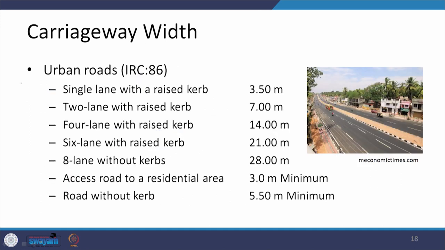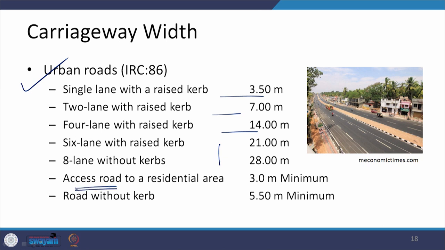In the case of urban roads, how are things going to be? So for a single lane with a raised curb, 3.5 meters. If it is a 2-lane with a raised curb, then 7 meters. 4-lane with a raised curb, 14 meters. So what you found is they are getting multiplied by 3.5 meters depending on the number of lanes. And then you have 6-lane, 8-lane systems. All of these things are there.